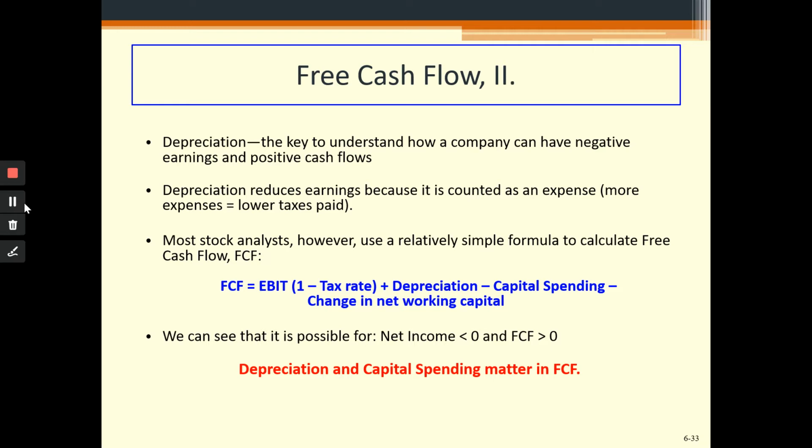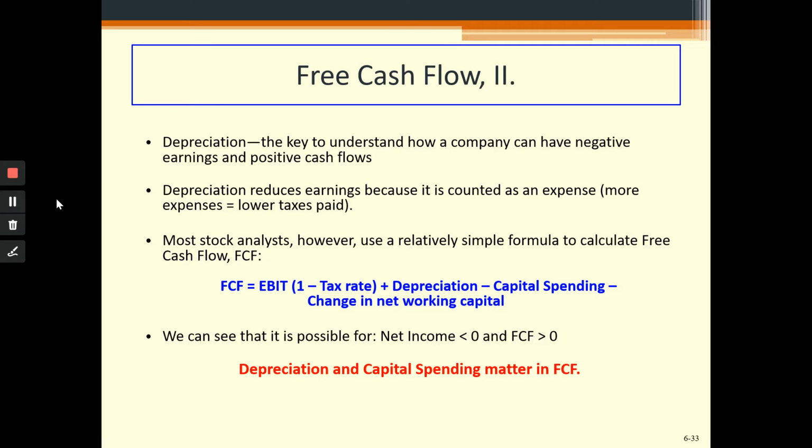Why is it so? Because depreciation is a non-cash expense. The benefit to the company of depreciation is that it decreases the expenses. So the main thing is that it lowers the taxes, because depreciation is an expense that is tax deductible. It will lower your taxable income, and thus you have to pay lower taxes.